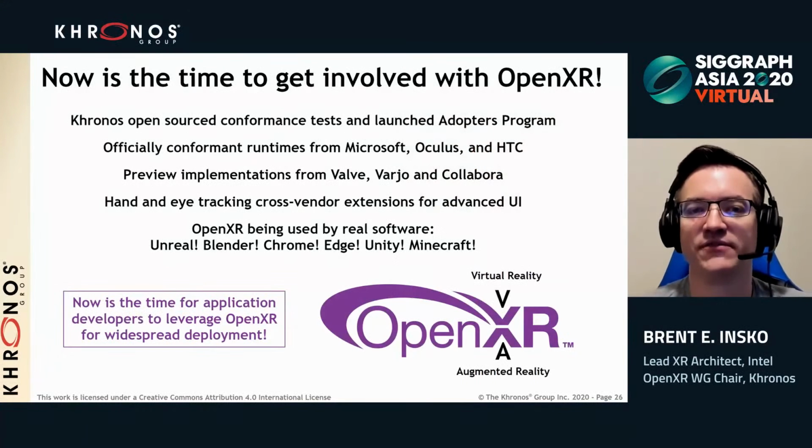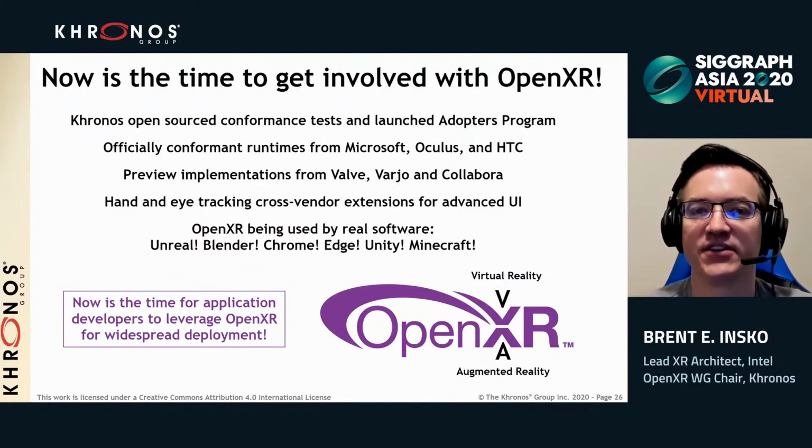So now is the time to get involved with OpenXR. Khronos has open sourced the conformance test and launched the adopters program. We have officially conformant runtimes from Microsoft, Oculus, and HTC. We have preview implementations from Valve, Varjo, and Collabora. We have hand and eye tracking cross-vendor extensions for advanced user interfaces and the experimental overlays extension. And OpenXR is being used by real software today. We have Unreal, Blender, Chrome, Edge, and soon Unity and Minecraft support.